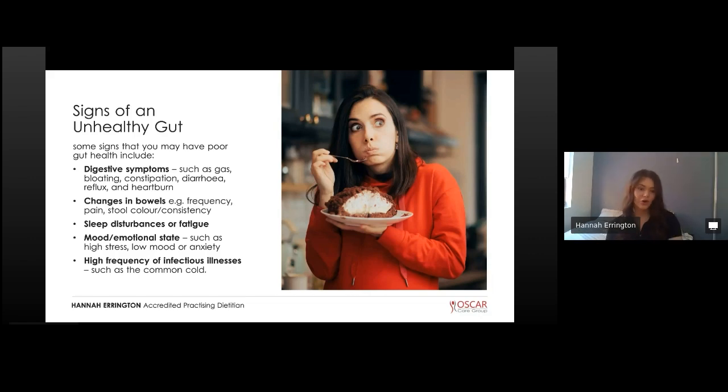And high frequency of infectious illness. We're heading into cold and flu season at the moment. Getting a cold doesn't mean that you have poor gut health, and when you do have a cold, you might experience some gastrointestinal symptoms at the same time. You've got that virus in your system. But if you are constantly getting run down, that could be a sign that there's something going on with your gut.